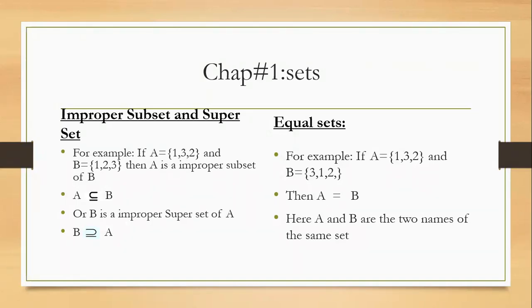Now from the name, it is clear that when two sets have the same elements, here you can see that A and B contain the same elements, but the arrangement is different. Then we can say that A is equal to B. That means set A is equal to B. How can we describe an equal set?